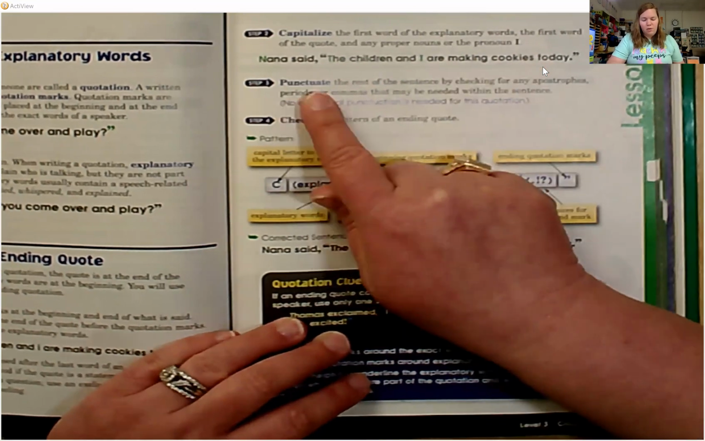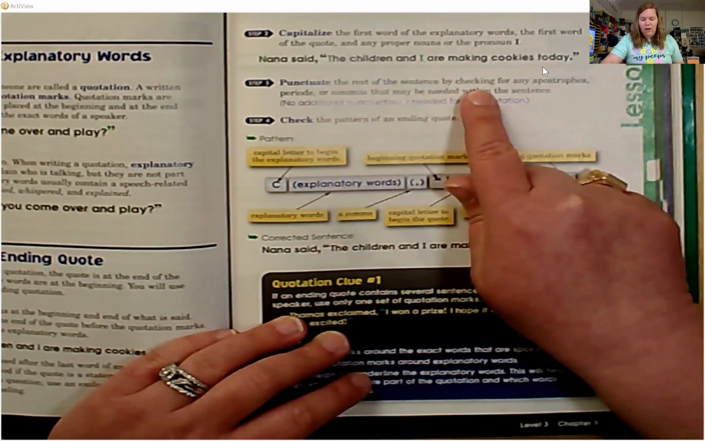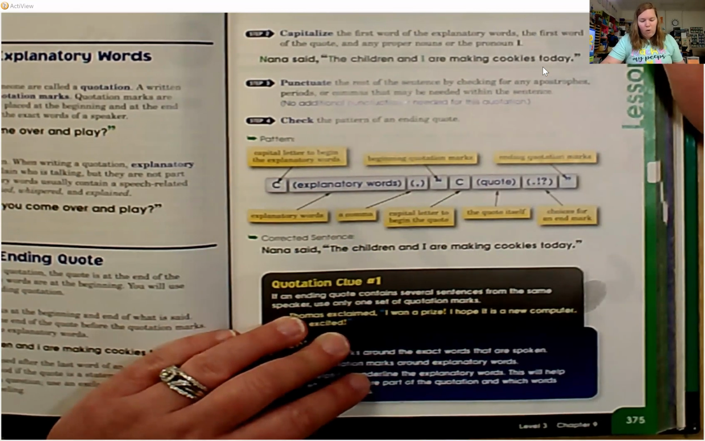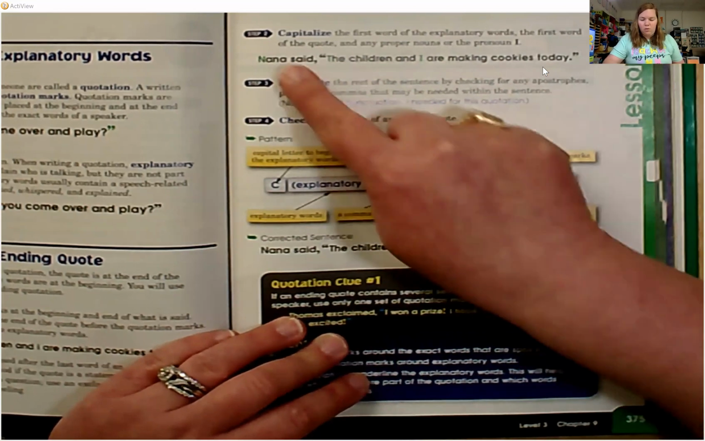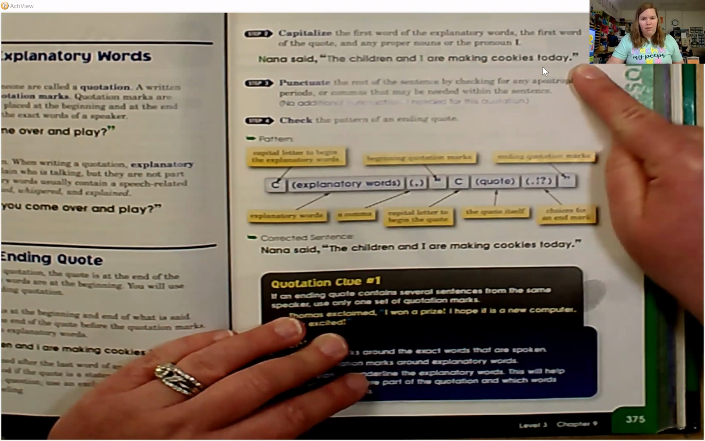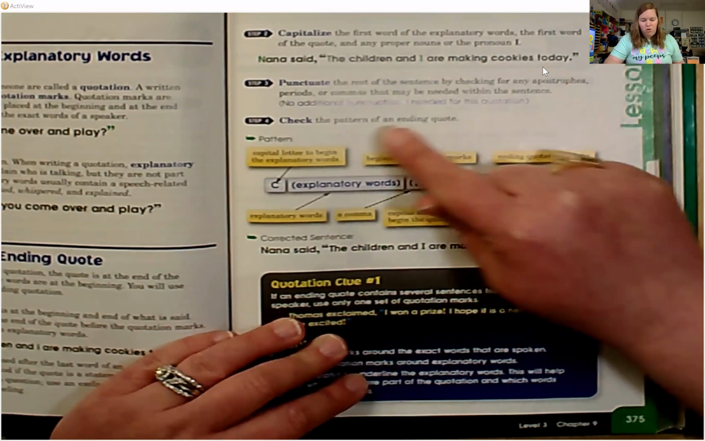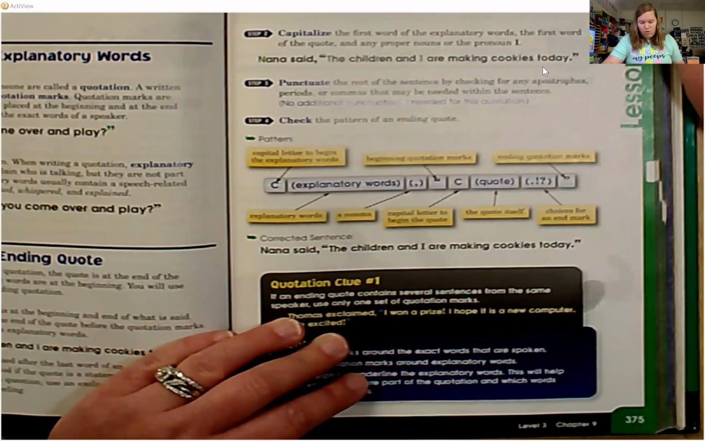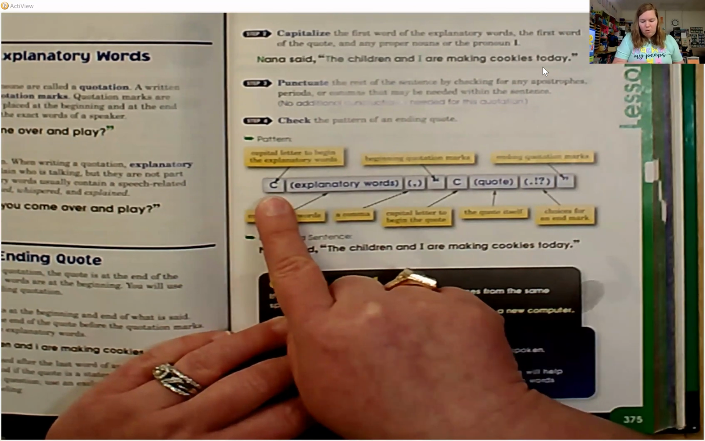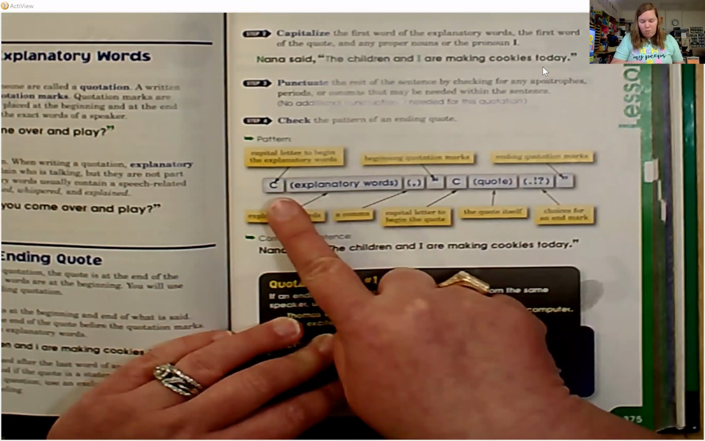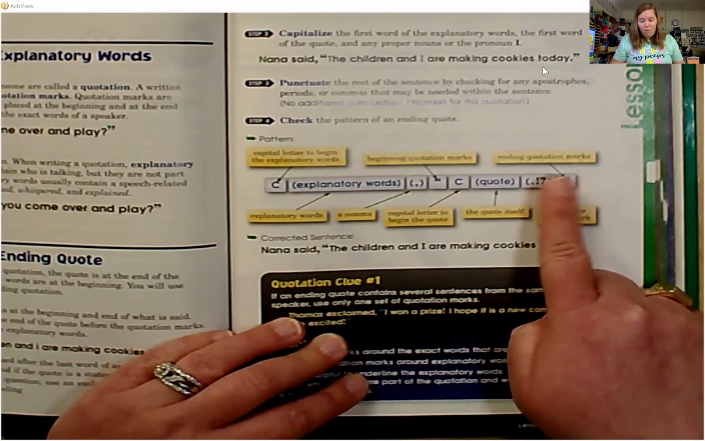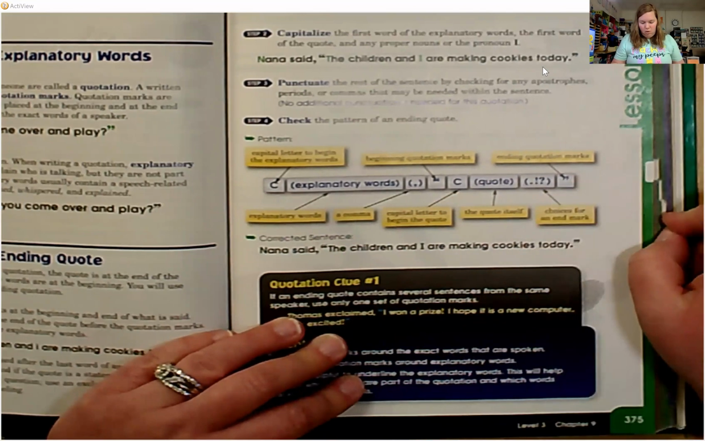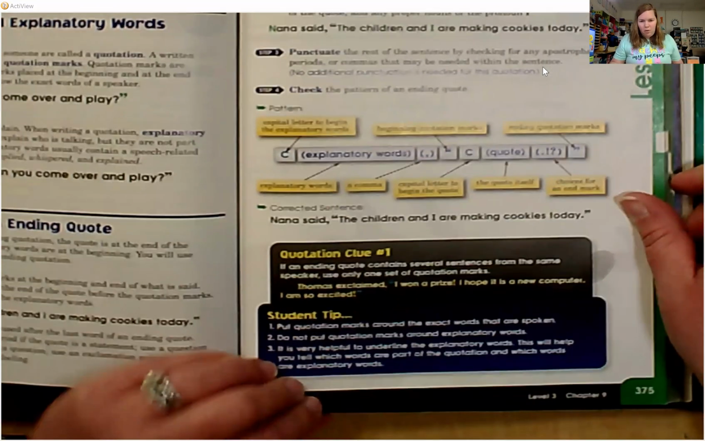Step 3, punctuate the rest of the sentence by checking for any apostrophes, periods, or quotations that may be needed within the sentence. There was none needed for this quotation. The children and I are making cookies today. Step 4, check the pattern of an ending quote. Okay, so just make sure that you start with a capital letter at the beginning of the explanatory words and the quotation, and that your end mark goes before the ending quotation. Okay, so here's a clue at the bottom of the page.